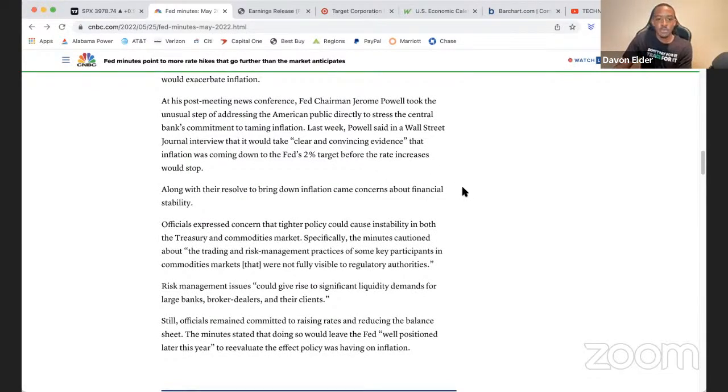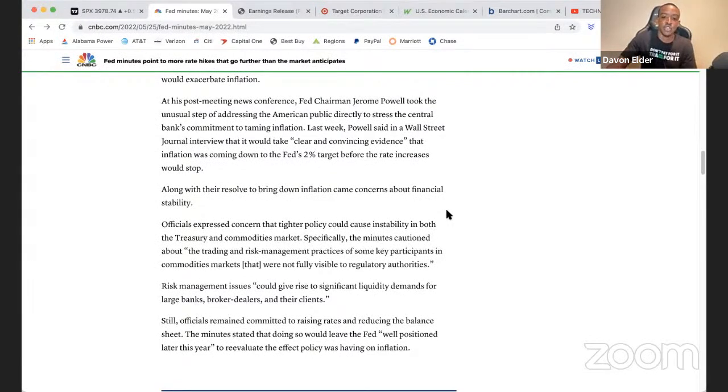Officials expressed concern that tighter policy could cause instability in both the Treasury and commodity markets. Specifically, the minutes cautioned about the trading and risk management practices of some key participants in commodity markets that were not fully visible to regulatory authorities. This is a whole lot of economic jargon. Risk management issues could give rise to significant liquidity demands for large banks, broker dealers, and their clients. Still, officials remain committed to raising rates and reducing the balance sheet.